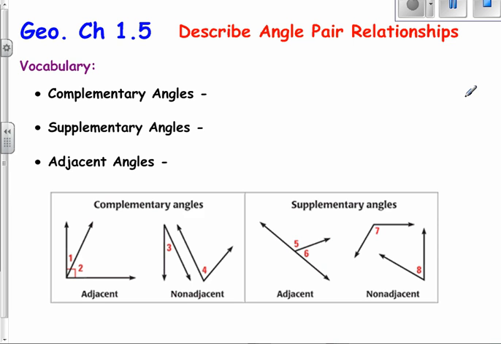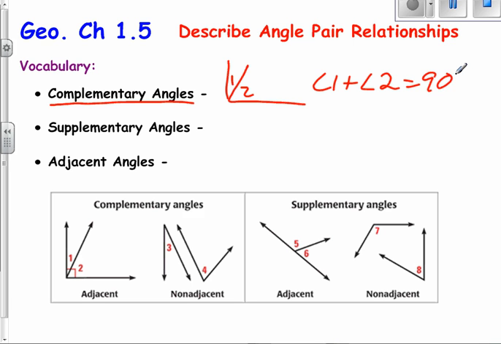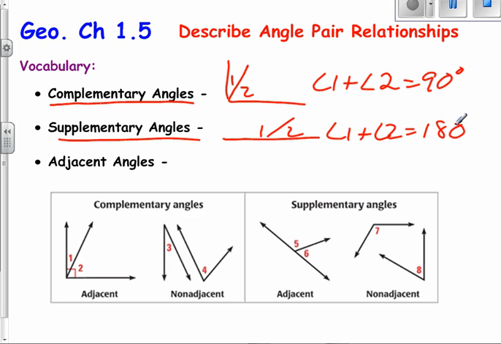So let's look at a few vocabulary words. Complementary angles, if you remember, angle 1 plus angle 2 is equal to 90 degrees, so that's complementary. And then your supplementary angles, angle 1 plus angle 2 is equal to 180 degrees. And then the word adjacent means two angles that share the same endpoint and a common side.